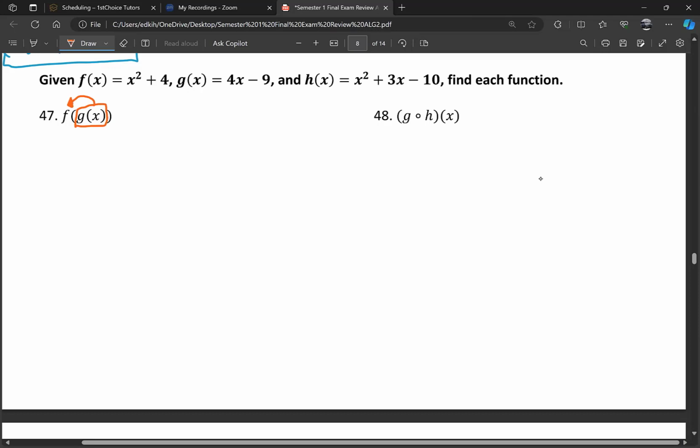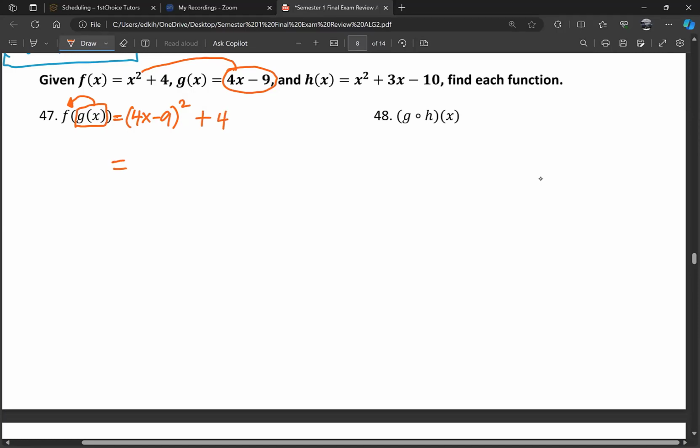So you're going to take these values, g of x, and plug them into every x in that equation. So that's what we're doing. For this guy, where we have an x, we have replaced the x with 4x minus 9. Since that's x squared, we replace the x with the 4x minus 9 squared plus a 4.